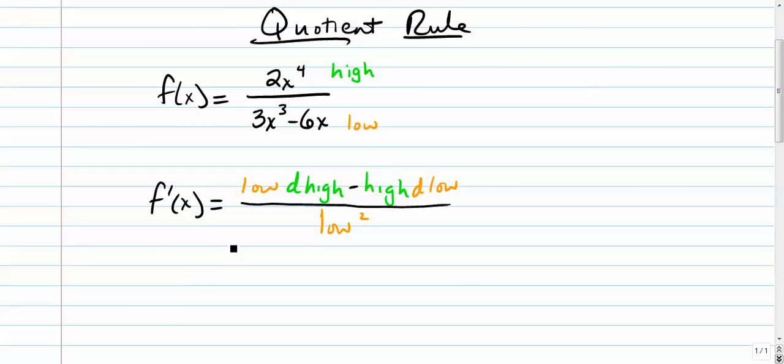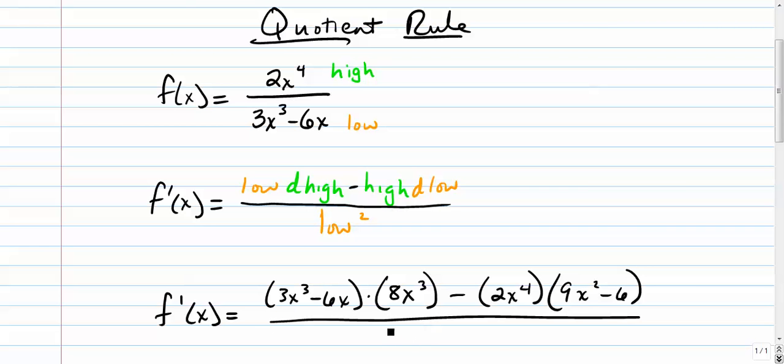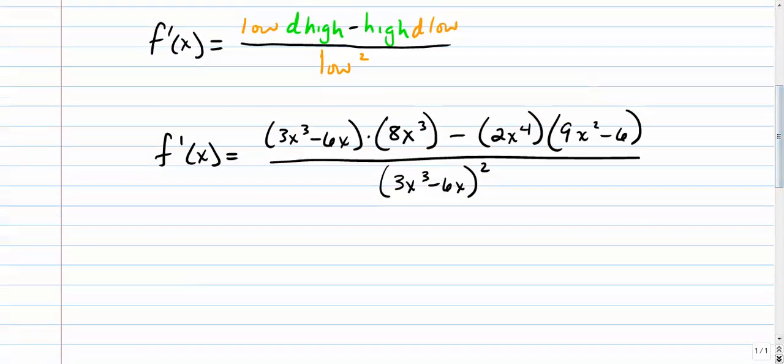So here we go. Let's actually use it. F prime of x is equal to the denominator, which doesn't change, times the derivative of the high, which is power rule, 8x cubed, minus high, which doesn't change, times d low, the derivative of the low, all divided by the low squared. Alright, simplify.